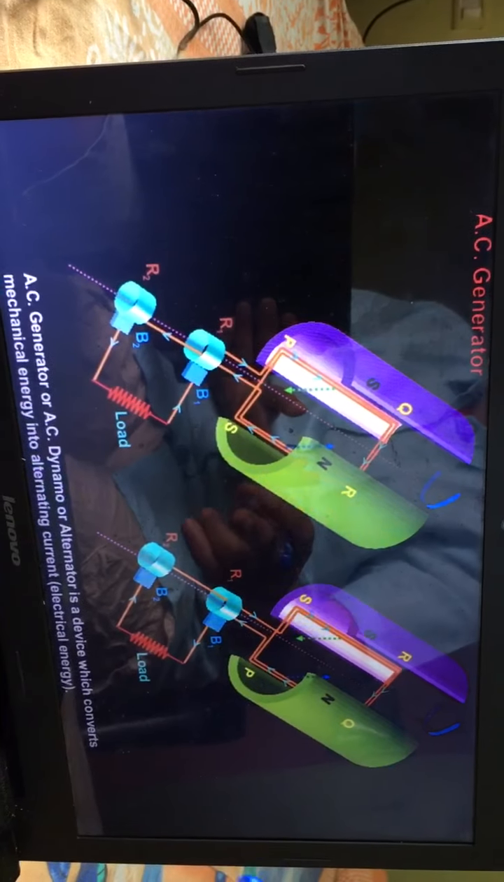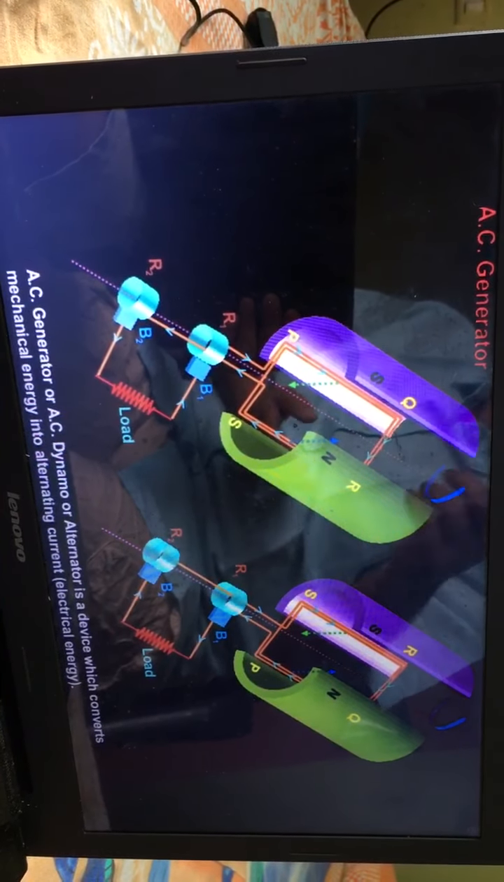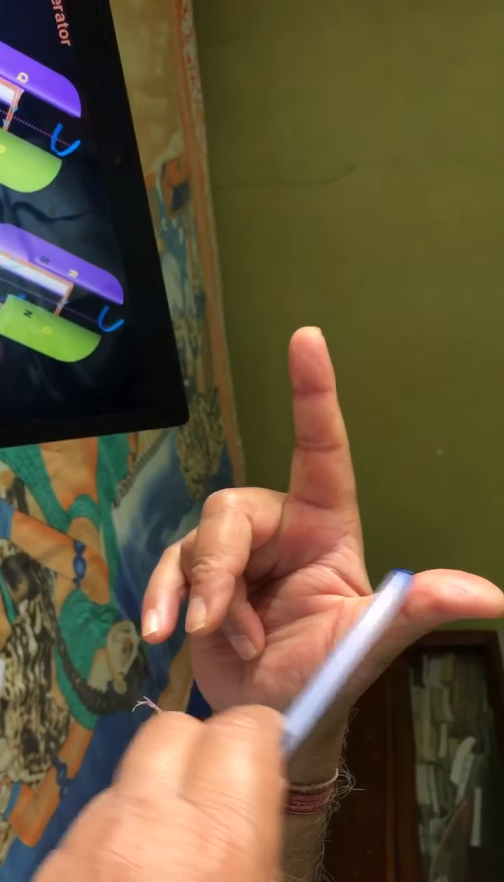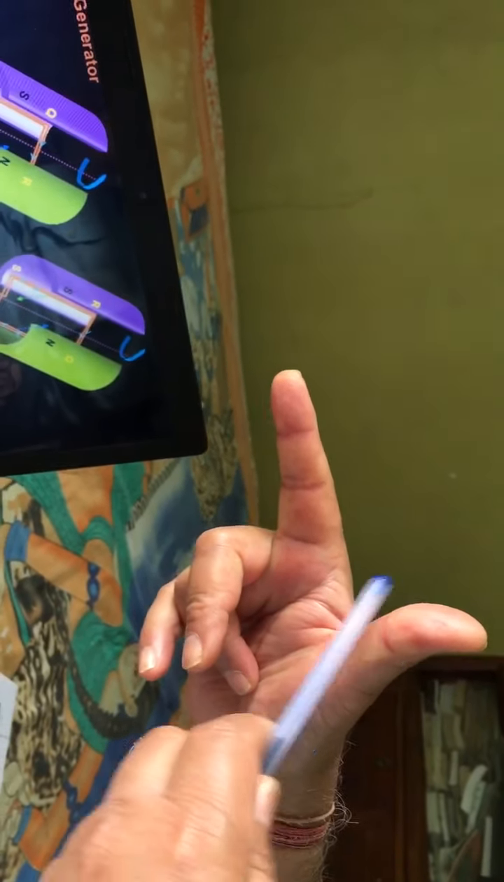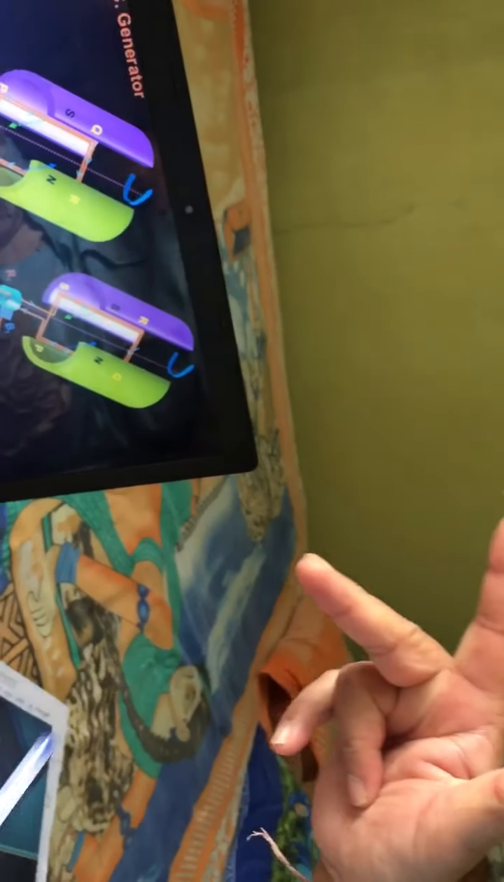And electromagnetic induction is based on what? Fleming's right hand rule. You know the right hand rule, children. If we stretch our right hand like that, then the forefinger indicates the direction of the magnetic field. The thumb indicates the direction of motion of the armature. Then the central finger indicates the direction of the induced current. We already discussed this in the previous lessons.